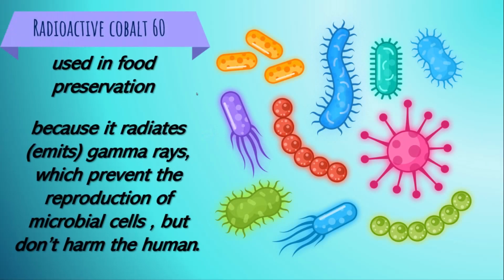The radioactive cobalt-60 is used in food preservation because it radiates gamma rays. Gamma rays kill bacteria and viruses, so they prevent the reproduction of microbial cells, but we use it in small quantities, so it kills the microbes and doesn't harm humans.